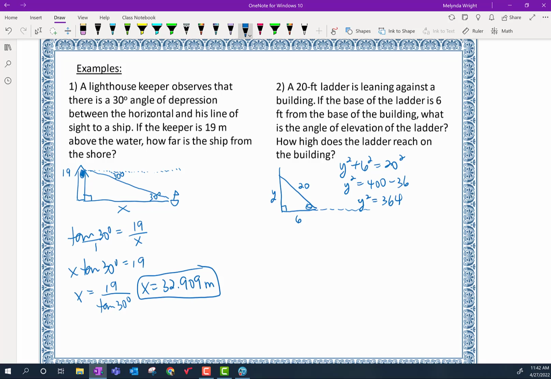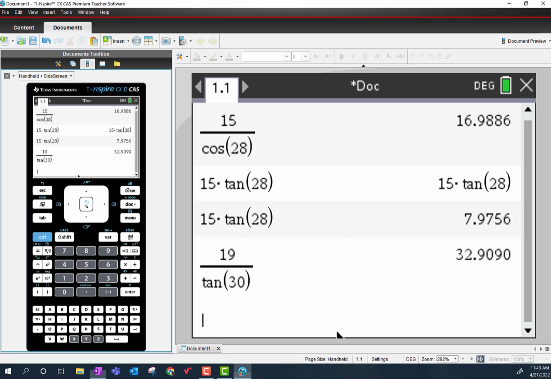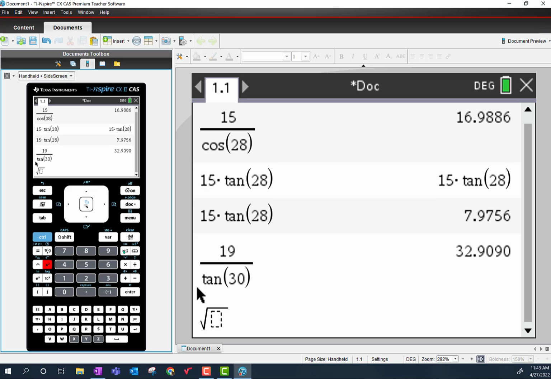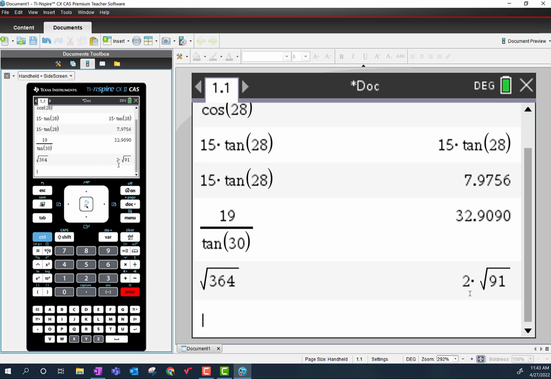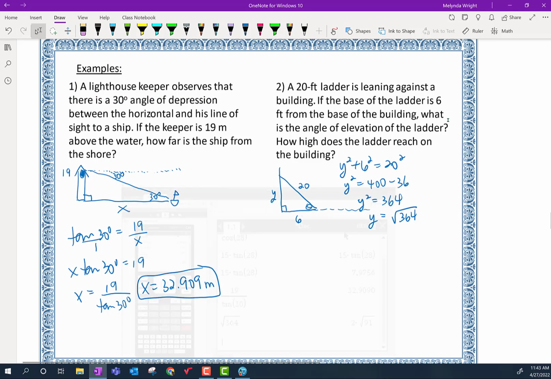Now we know it's a plus or minus, but we're talking distance, so it's just plus. So it's the square root of 364. Now our calculators will simplify that for us, which is kind of super fun. If we just type in square root of 364 and hit enter, it's 2 root 91. Fancy calculator. All right, so y is 2 root 91. And the units? It's feet. So we've got how tall the ladder is up the building.